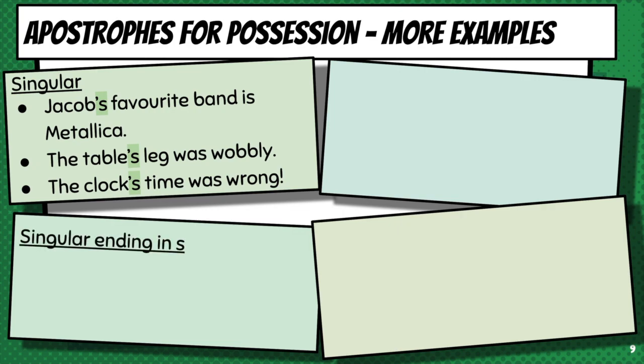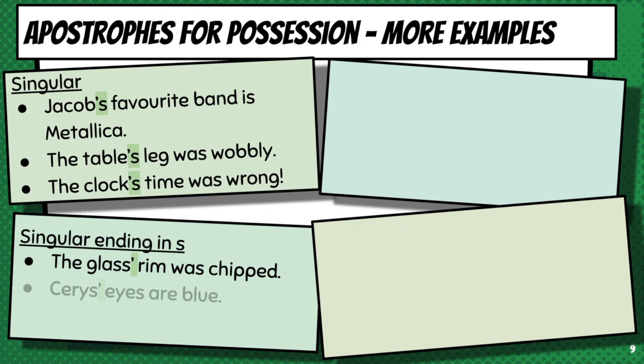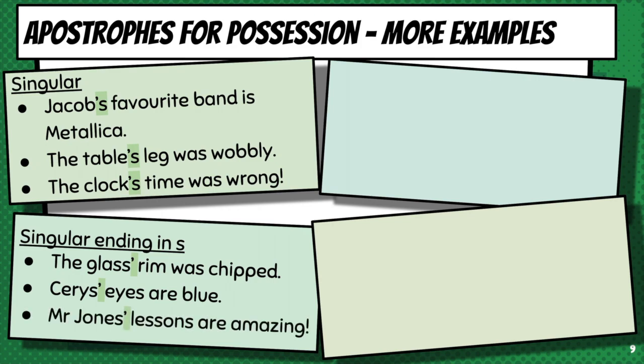Then we've got more examples of the singular ending in an S, so one single thing. The glass's rim was chipped, and for these examples I've done it in my preferred way, which is just to add on the apostrophe at the end of the word. But again, you can add on an extra S if you want, but as I said, this is my way that I like. Karis's eyes are blue, and Mr. Jones's lessons are amazing. So there, in all three examples, the words end in an S and we've just added an apostrophe afterwards.